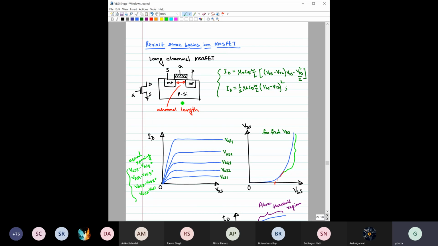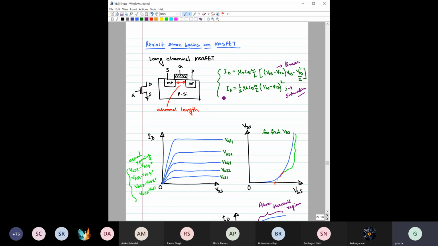Okay. So here the channel length is significantly long, so we are calling it a long channel MOSFET. For this, the ID expression in the linear region can be written in this way, and the ID expression in the saturation region can be written in this way. So this is the linear region and this is the saturation region. No issue in that.